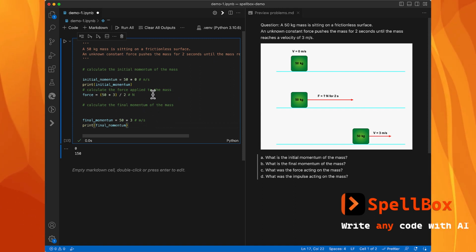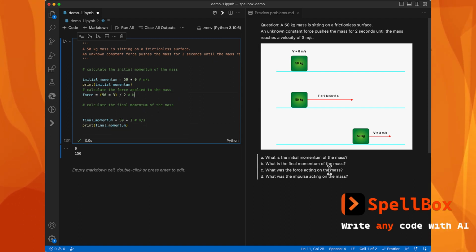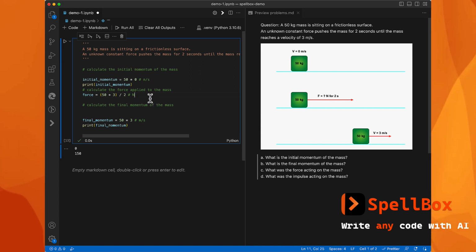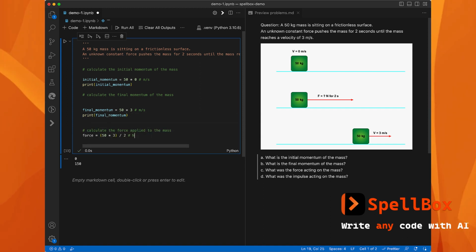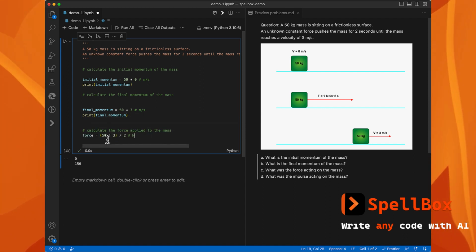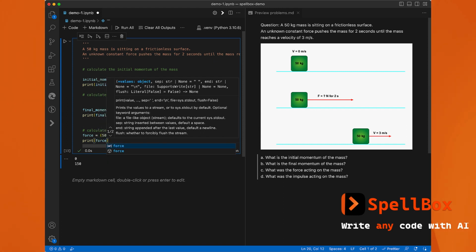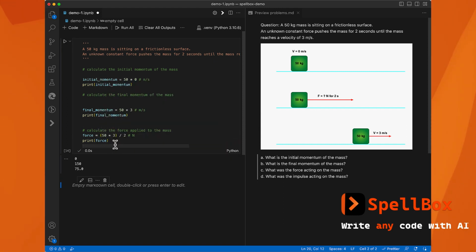And so the next question is simply to find the force acting on the mass, but we don't really need to do that because we already have the solution right here from the previous question. So we can simply print it. And the force is 75 newtons.